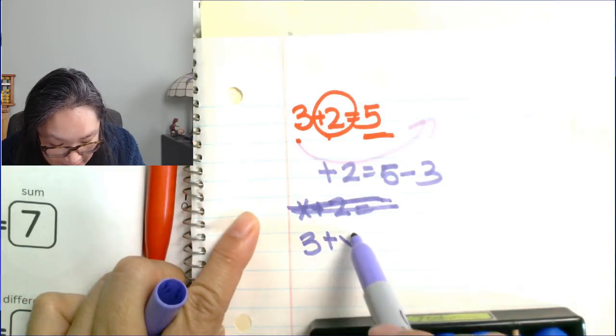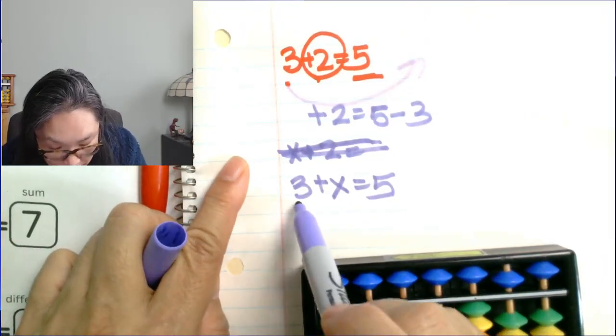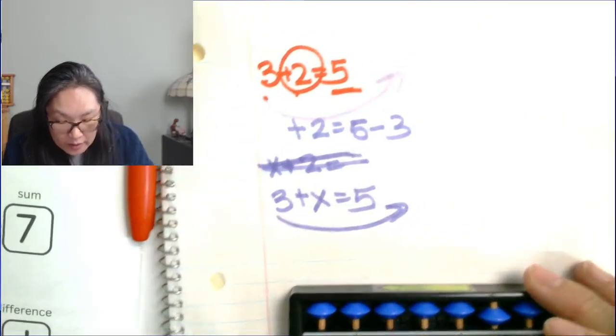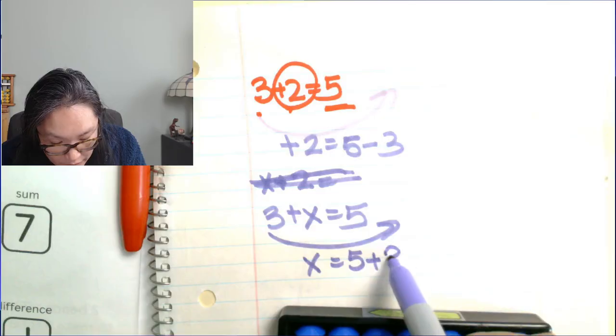3 plus x is equal to 5. Doesn't that look very familiar? And then what we do is we move the 3 over here. So we're going to rewrite it. X is equal to 5 plus 3.